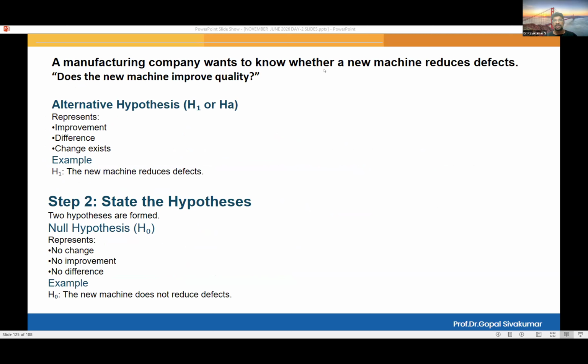Okay, another example. A manufacturing company wants to know whether the new machine produces defects. What is the null hypothesis? Does the new machine improve quality? They have a doubt that the new machine is not improving the quality. So null hypothesis is same. They are making a claim. Yes, your claim is accepted. Null hypothesis, same as it is.